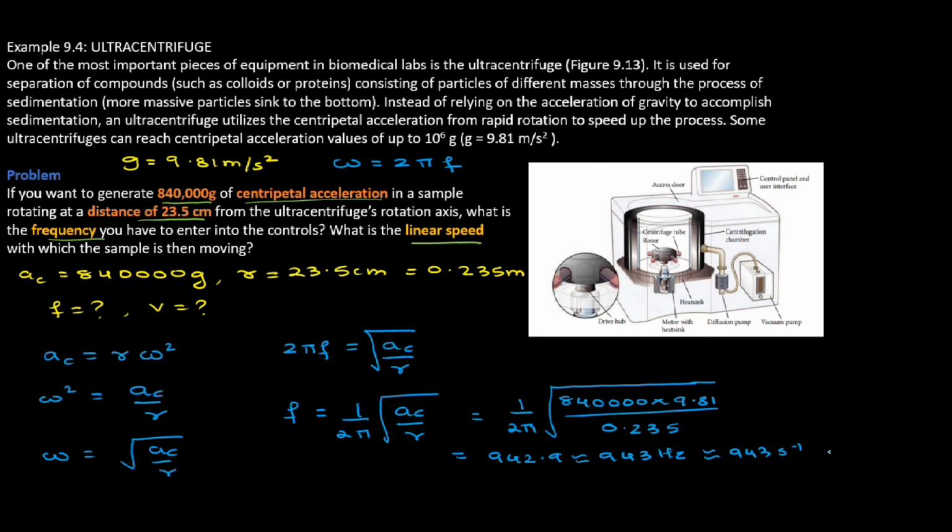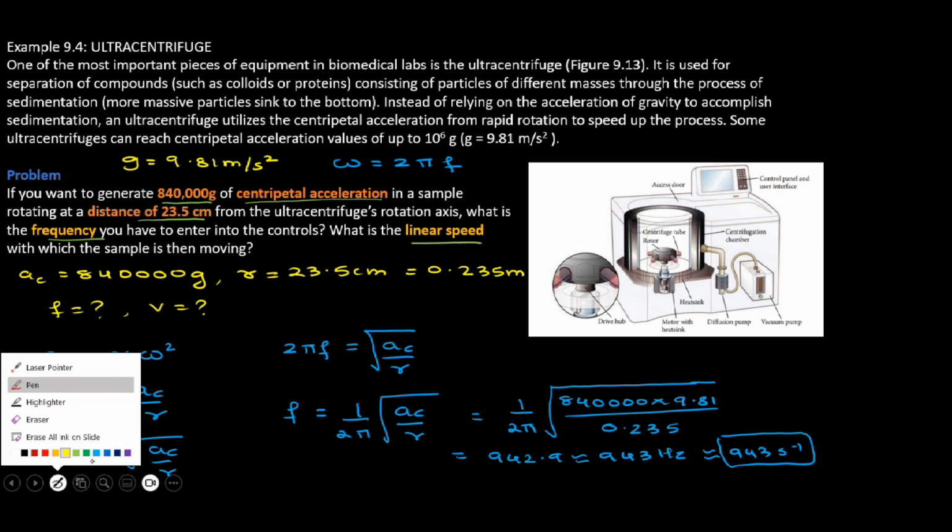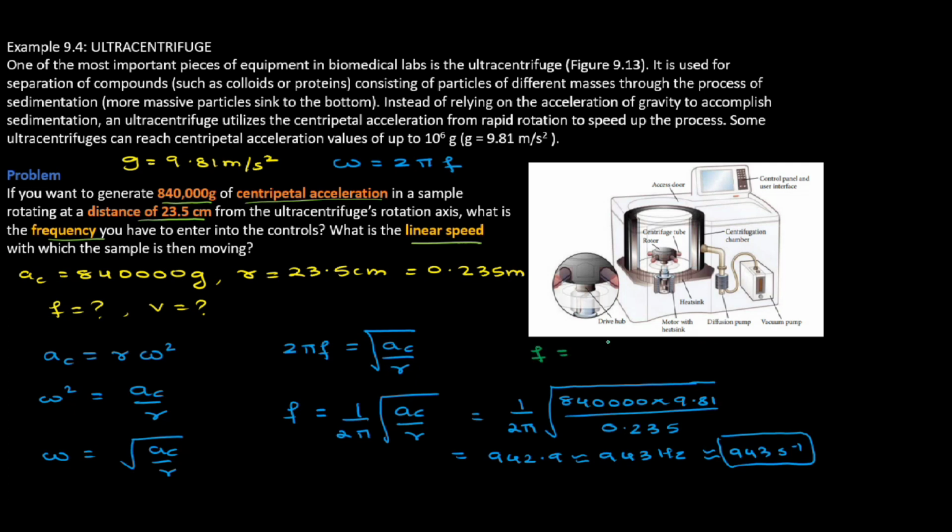Now this is the frequency in revolution per second. You can convert this frequency in revolution per second to revolution per minute by multiplying this number by 60, because this is the number of revolutions the sample in the ultracentrifuge makes per second. If I were to find the revolutions it makes per minute, I will just multiply this number with 60. So we can write frequency f in revolution per minute will be 943 times 60, which is 56580 revolution per minute.